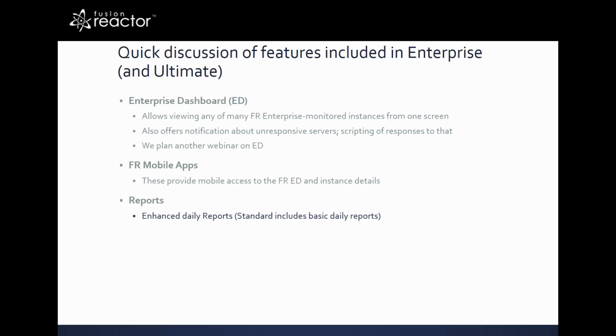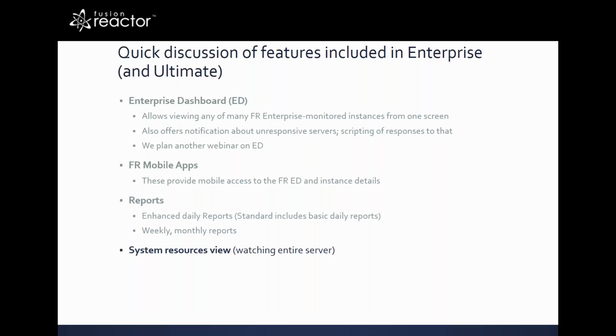First, FusionReactor 5 and above Standard has had daily reports, but FusionReactor 6 Enterprise adds some enhanced daily reports, and it adds weekly and monthly reports. And we talked a bit about these in some other webinars. Again, this talk is about what's in Ultimate, so I'm not going to go into detail about these things. I admit these are just bullet points, but I just want you to be aware that these are things that you'll get in the bargain when you go to Ultimate from Standard. These are in Enterprise, and they come to you in Ultimate as well.